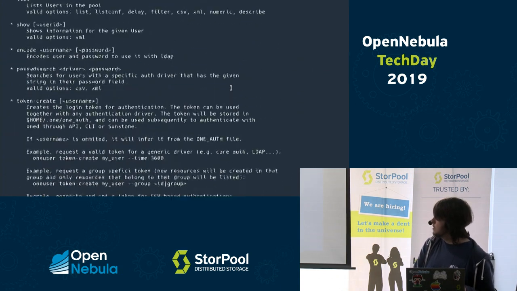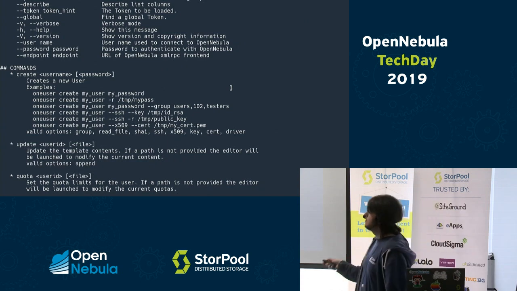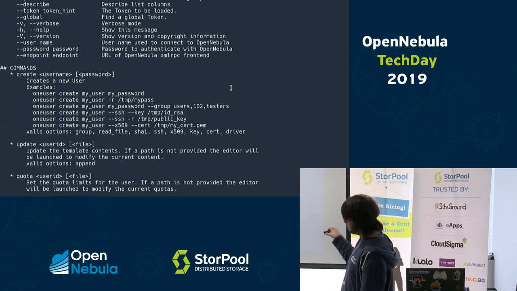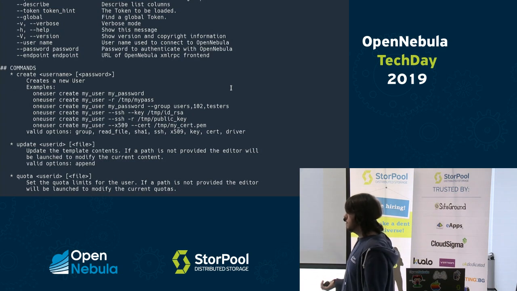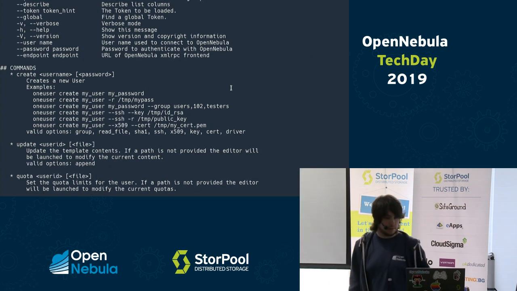So for example, in oneuser, we have the create command, where we can create a new user. Here you can see examples, because each user can be created with a different type of authentication. By default it is server authentication. It just makes a SHA of the password and nothing else. Then we can update the user.